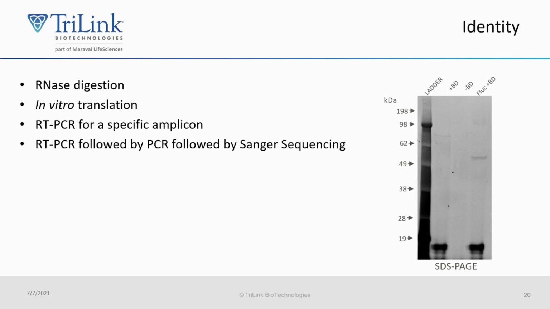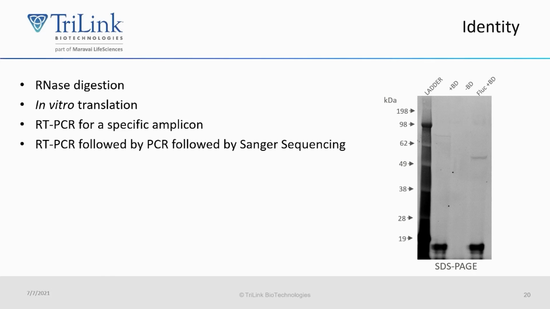Identity testing. For identity testing, the most commonly recommended method is RT-PCR, followed by PCR, followed by sequencing. This can be done with 4-fold coverage, 2-fold in each direction, and the results are reported as alignment to consensus sequence.